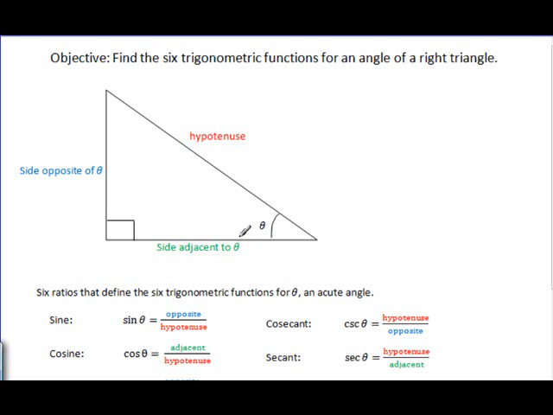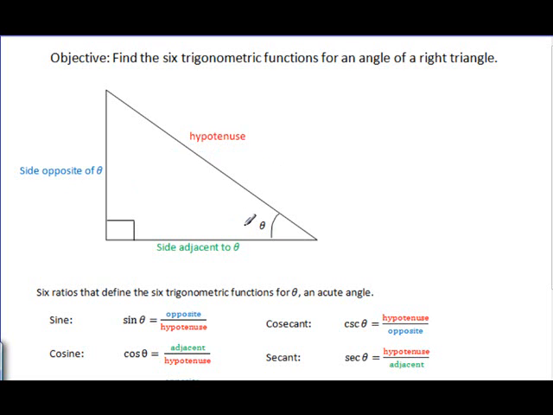The side here in green is called the side adjacent to theta, and then we have the side opposite of theta, and lastly we have the side opposite the right angle, which is always denoted by the hypotenuse.